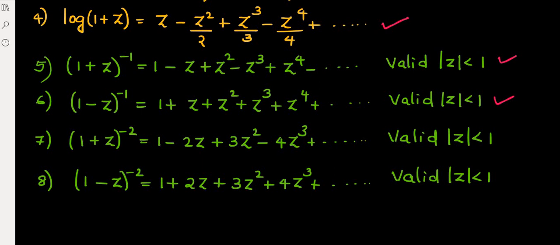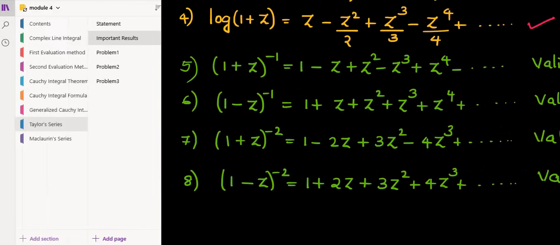(1 + z)^-2 is 1 - 2z + 3z^2 - 4z^3 + etc., which is valid in the region |z| < 1. (1 - z)^-2 is 1 + 2z + 3z^2 + etc., which is valid in the region |z| < 1. And these expansions are really helpful for us while we are expanding in terms of Laurent series or Taylor series, which I will be discussing in my next video.